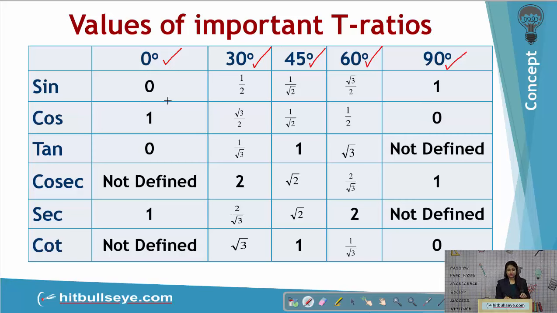Sine 0 degree is 0, sine 30 degree is half, sine 45 degree is 1 upon root 2, sine 60 degree is root 3 by 2, and sine 90 degree is 1. Now how can we write in one go? Again there is a mnemonic. Simply write 0 to 4 in a line. 0, 1, 2, 3, 4. Divide every term by 4. Then take its square root.